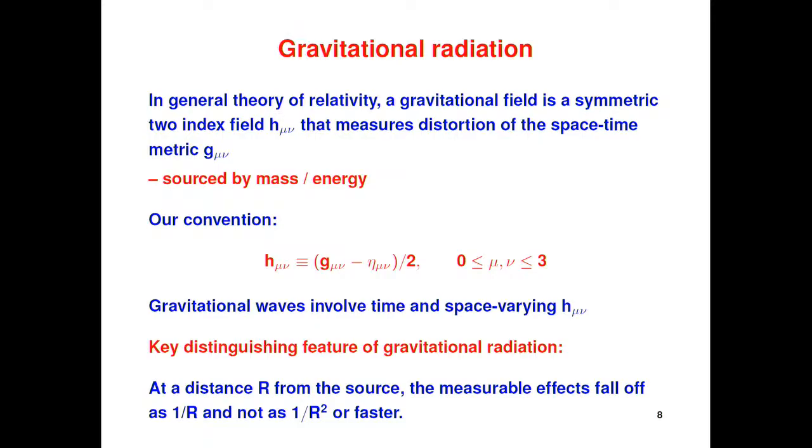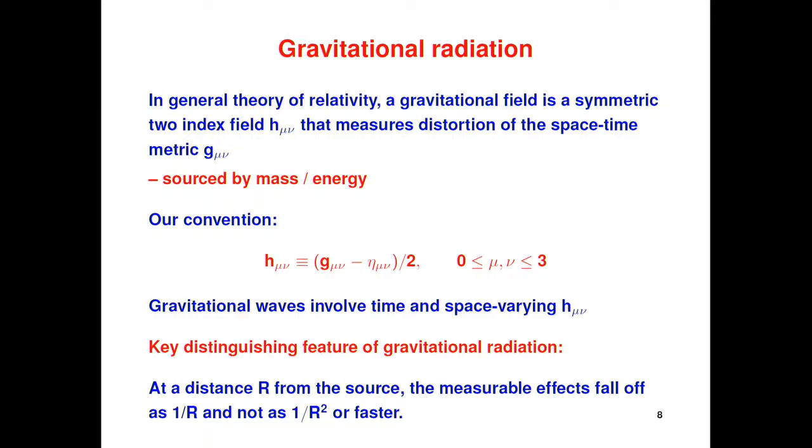A gravitational field is a symmetric 2 index field, which measures the distortion of space time. And the precise definition of this 2 index field that I will be using is h_μν, the difference between g_μν, the space time metric, which measures distances in space time, and this matrix η_μν that I introduced earlier, divided by 2. So, in the absence of gravity, when h_μν is 0, the metric is just η_μν. That is the significance of this matrix η_μν that I introduced earlier.